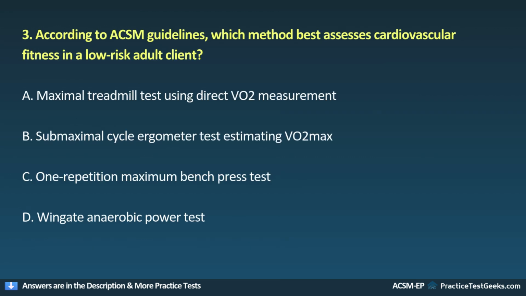3. According to ACSM guidelines, which method best assesses cardiovascular fitness in a low-risk adult client? A. Maximal treadmill test using direct VO2 measurement. B. Submaximal cycle ergometer test estimating VO2 max. C. 1 repetition maximum bench press test. D. Wingate anaerobic power test.